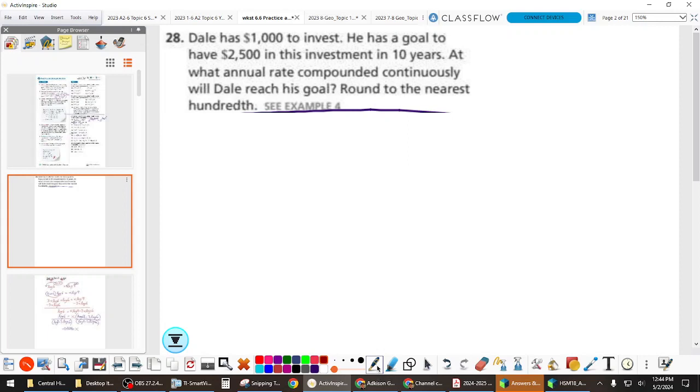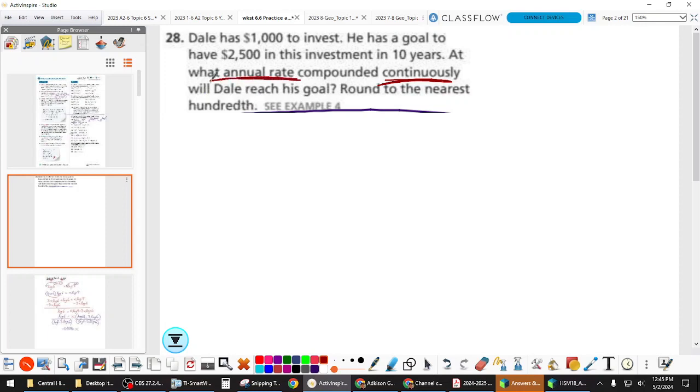So he's going to invest $1,000 and he wants to get 2,500 in 10 years. So maybe he goes shopping around for a good rate. It says what annual rate compounded continuously. That's a key word. Remember on your quiz, quite a few people missed reading that, so they wrote the wrong formula. So read carefully.